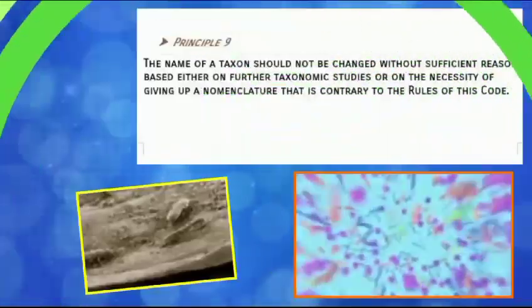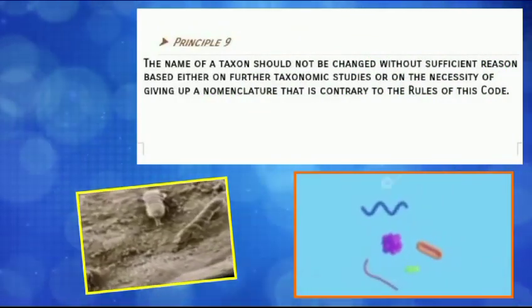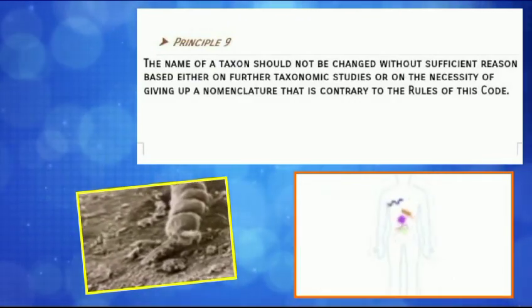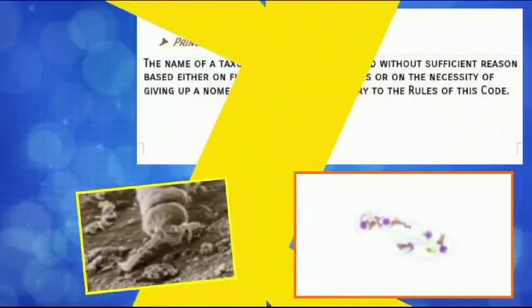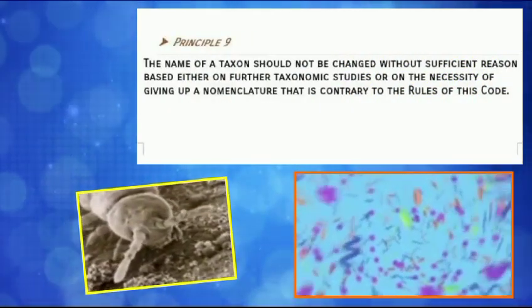Principle number 9. The name of a taxon should not be changed without sufficient reason, based either on further taxonomic studies or on the necessity of giving up a nomenclature that is contrary to the rules of this code.